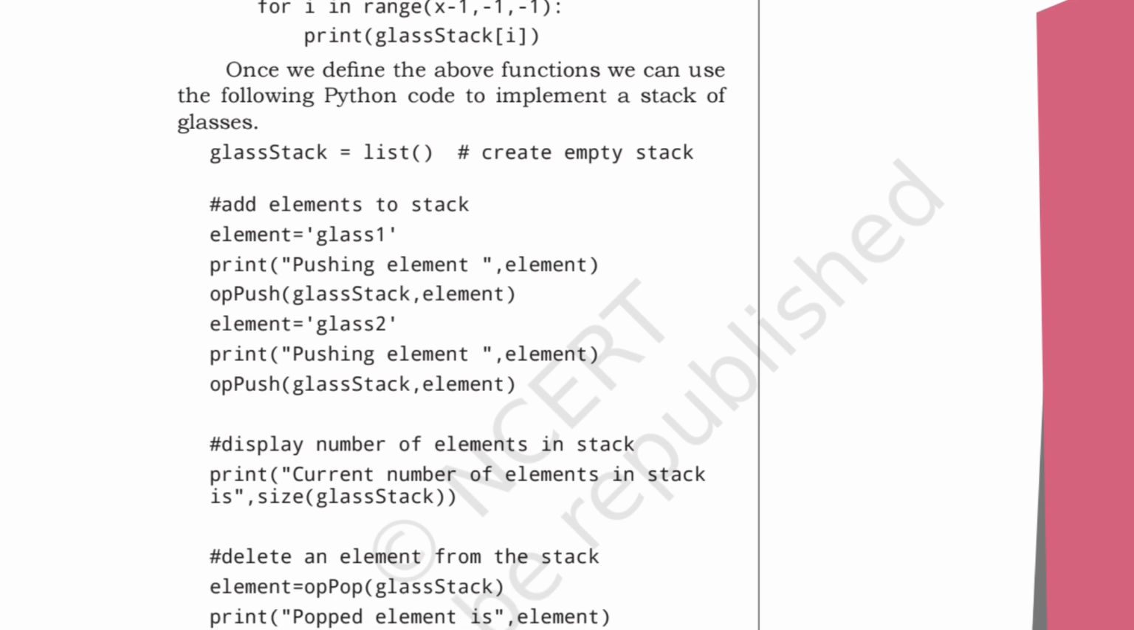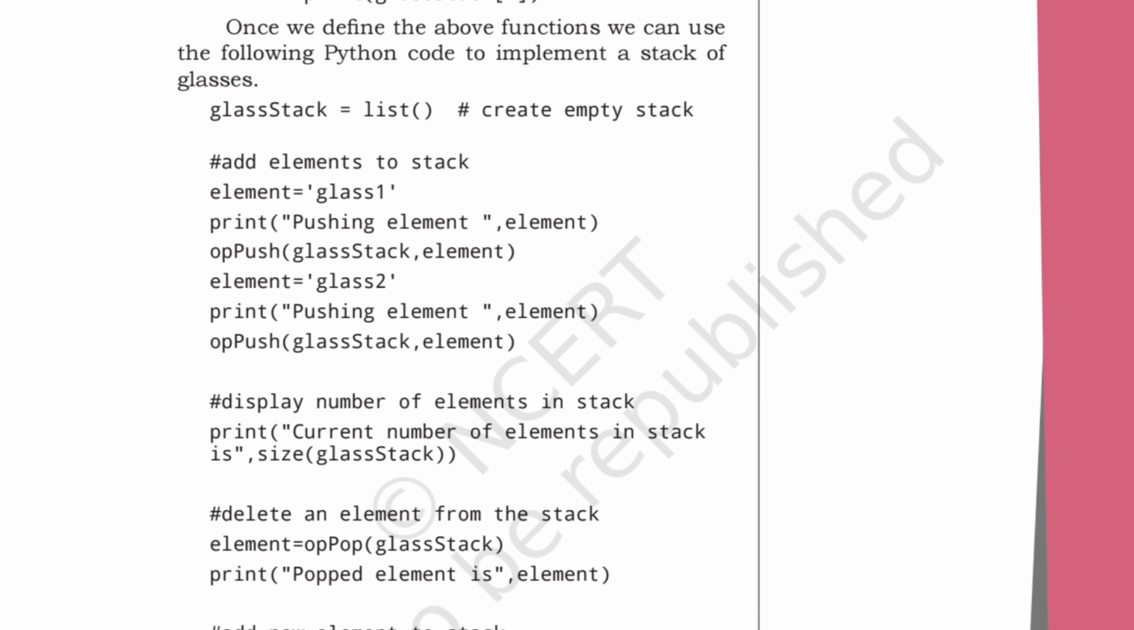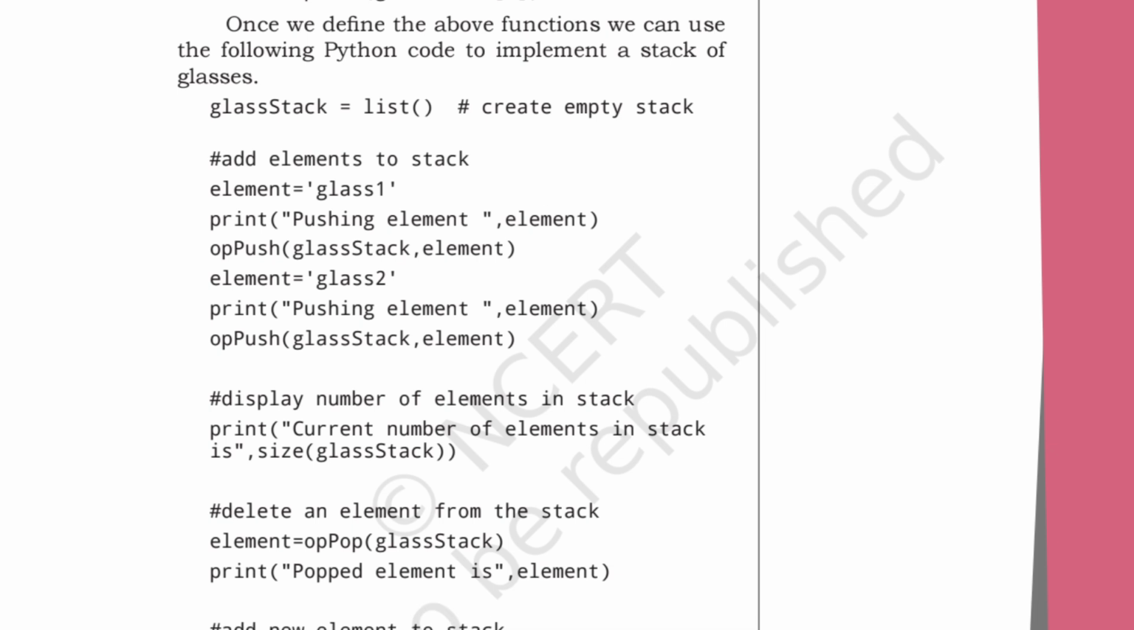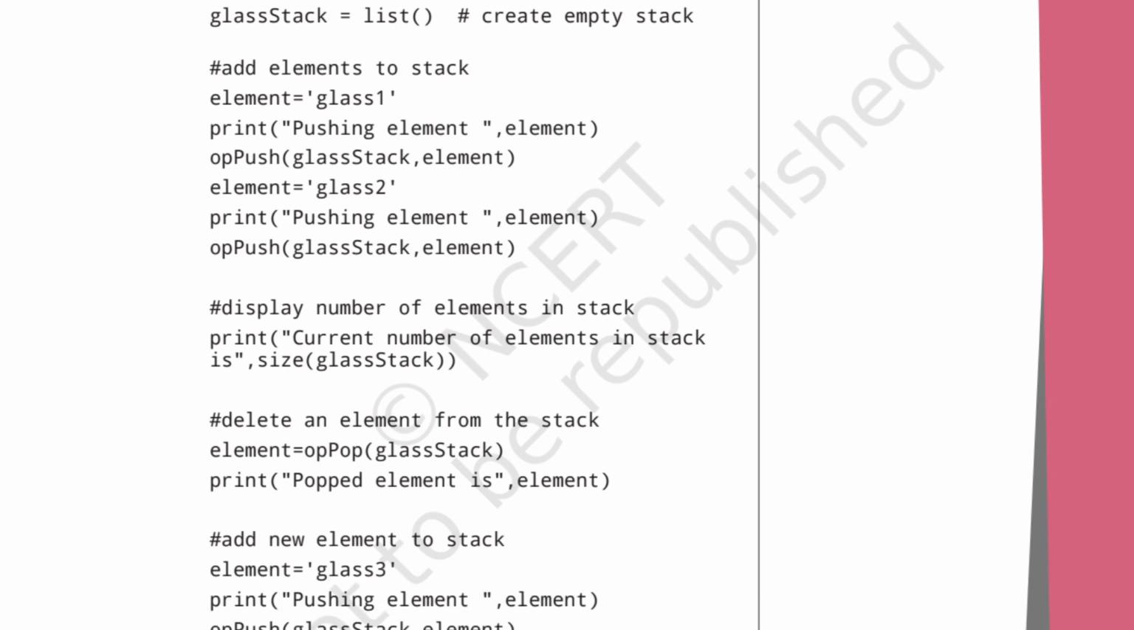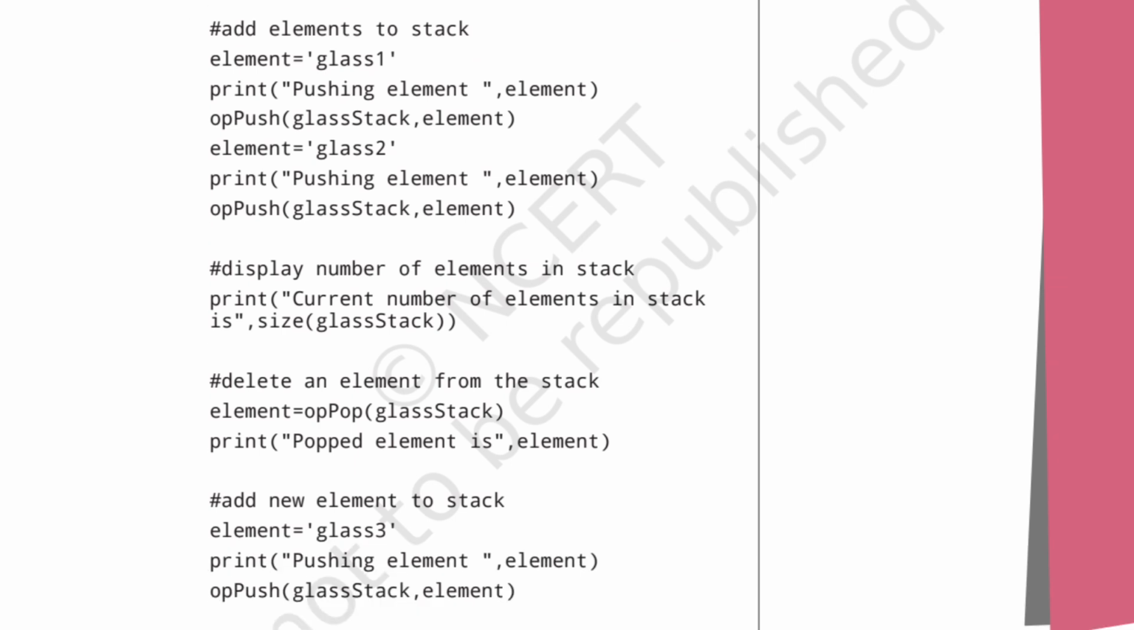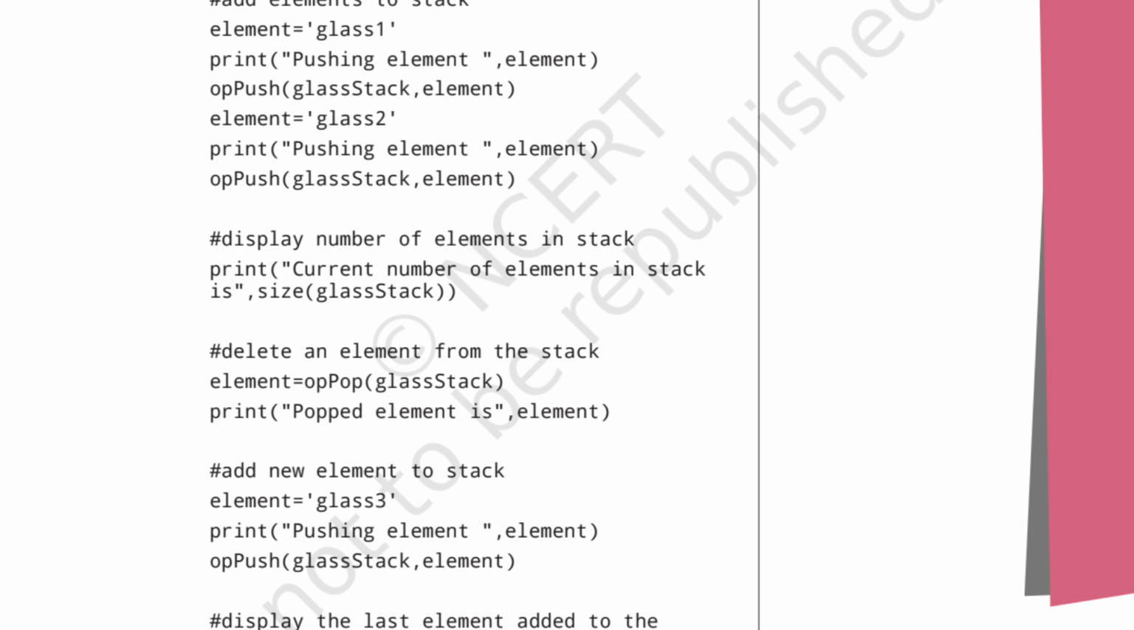Then pushing with op push(glass_stack, element). Now we take the second element, glass 2. Over here this element will be pushed. Now display the number of elements in the stack. Current number of elements in stack is size(glass_stack). Okay, we are calculating the size of the glass stack, that is the number of elements in the stack.